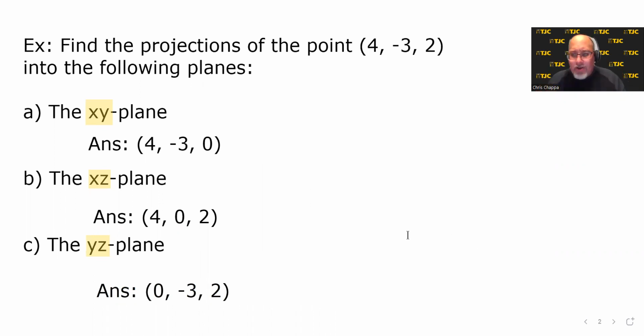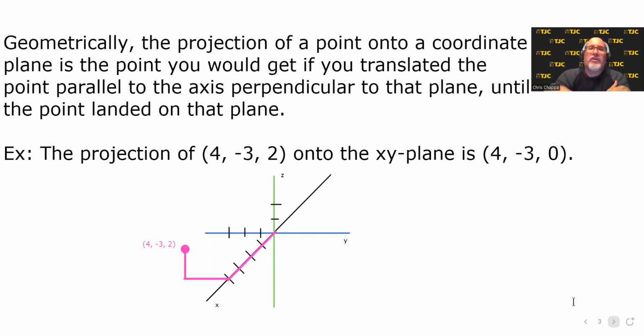Well, that's cute and all, and algebraically or numerically speaking, it's actually pretty simple. But what does this mean geometrically? Well, let's take a look at it. Geometrically, the projection of a point onto a coordinate plane is the point you would get if you translated the point parallel to the axis perpendicular to that plane until the point landed on that plane. And I meant to clarify what I meant by the word translate in the previous video when I talked about translating a line parallel to a certain axis.